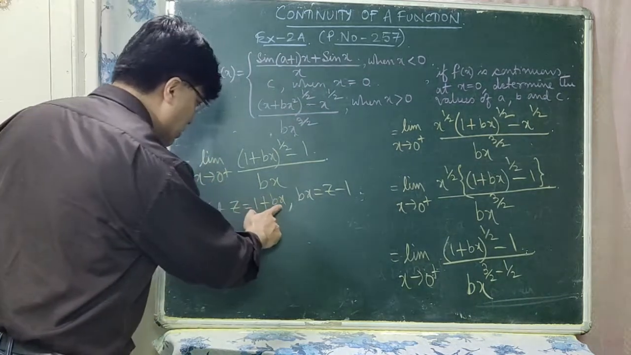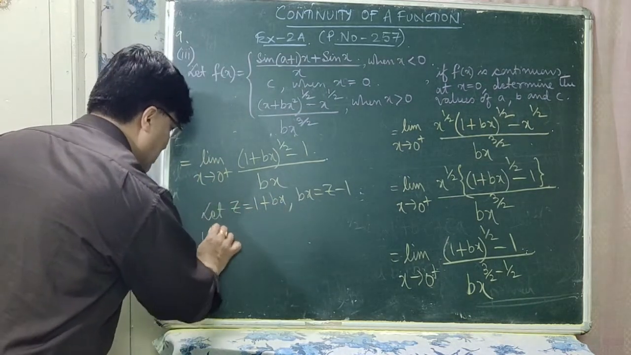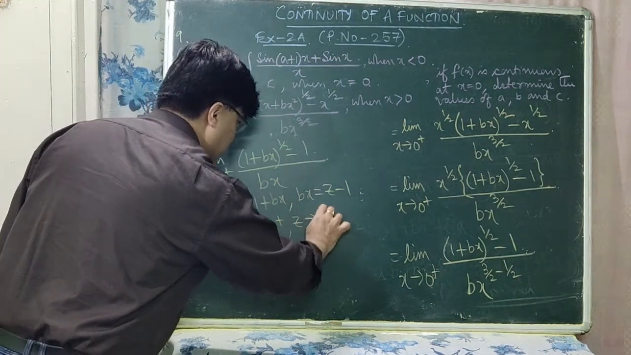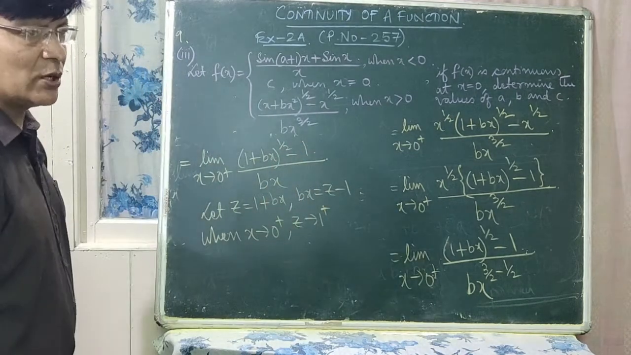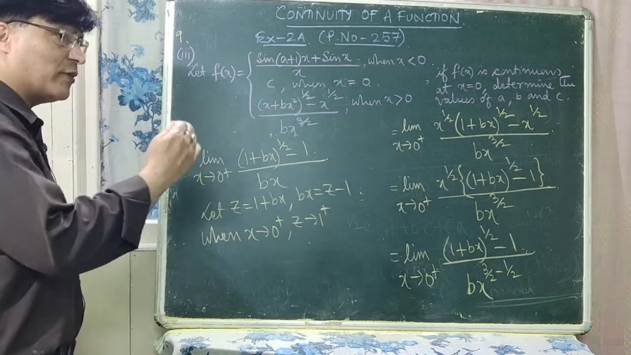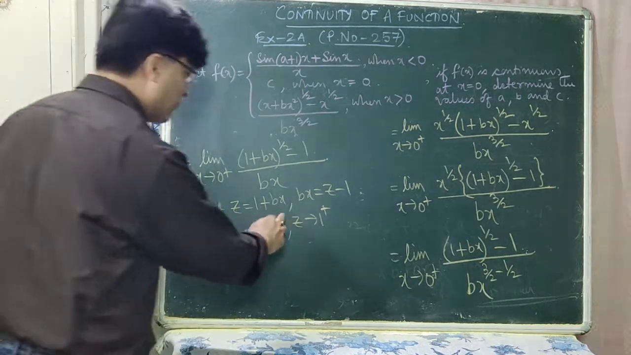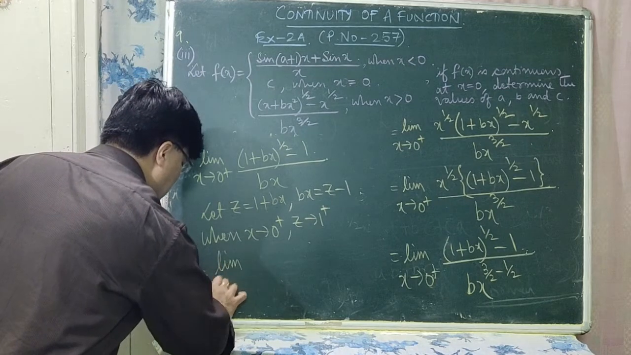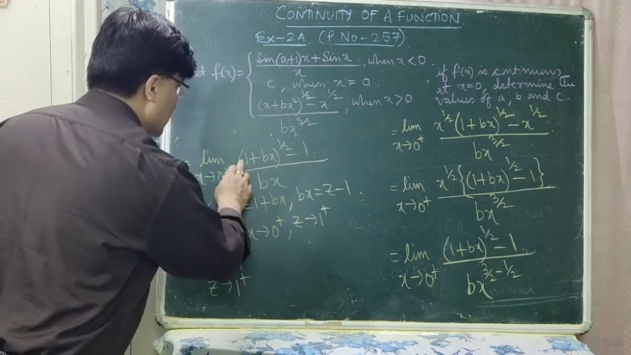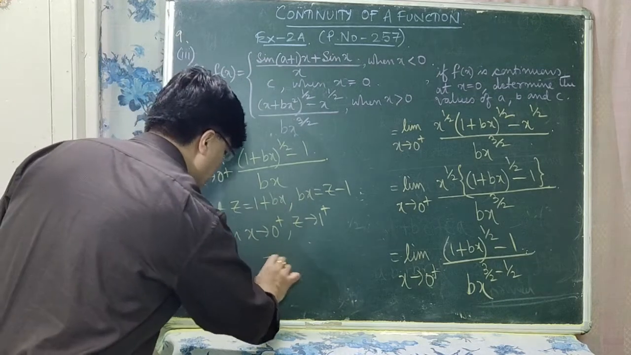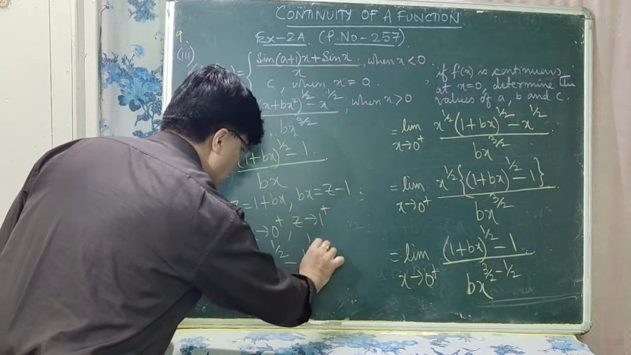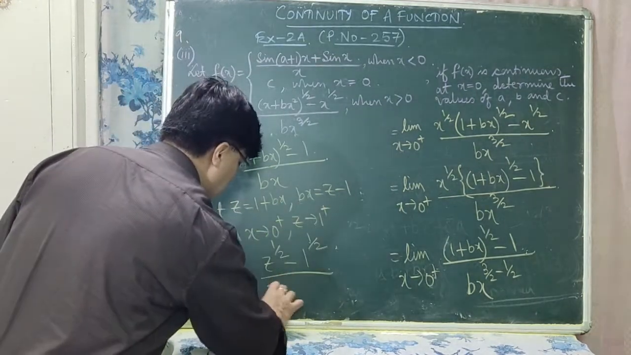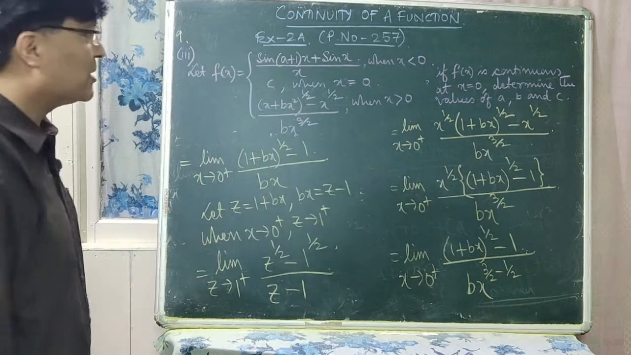So when x is equal to 0, z is equal to 1, isn't it? That means when x tends to 0 plus, z tends to 1 plus. 1 plus means z is approaching towards 1 from the right hand side. Is that clear? Or you may write z tends to 1 also. So which is equal to limit z tends to 1 plus, what is 1 plus bx? It is z to the power half minus 1, can be written as 1 to the power half, divided by, what is the value for bx out here? It is z minus 1.